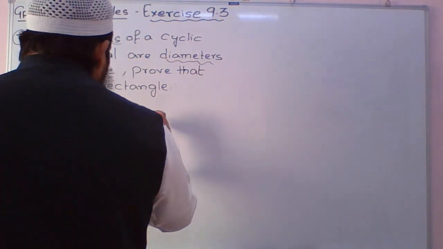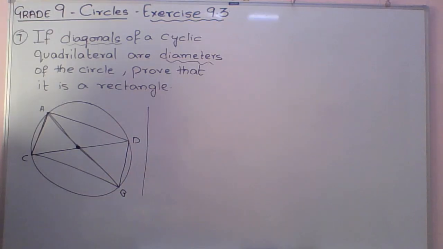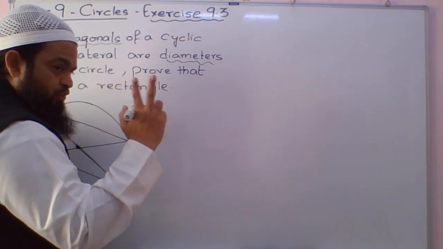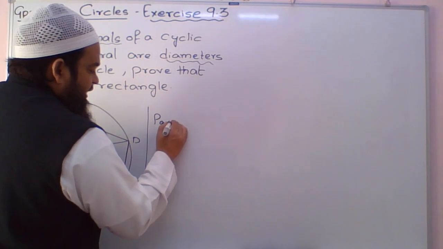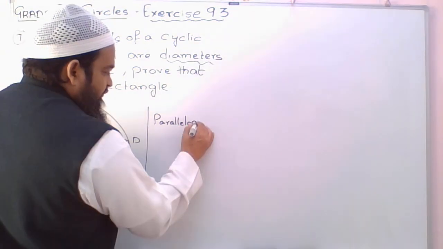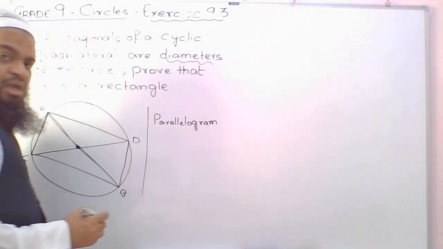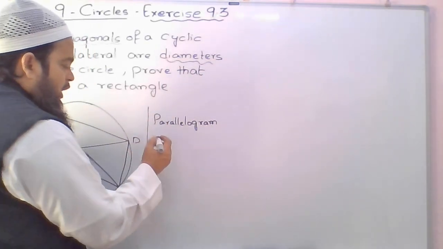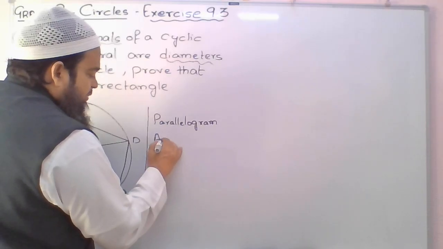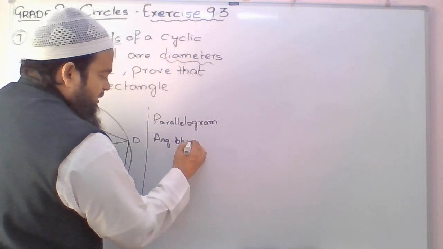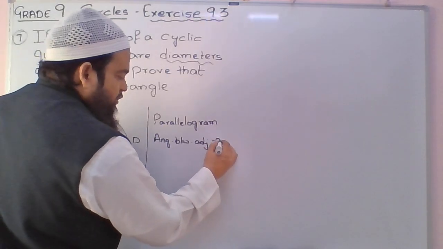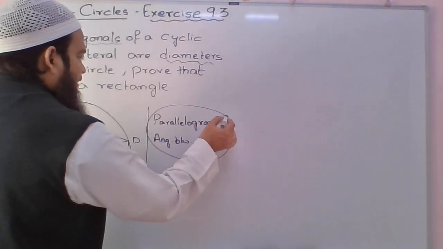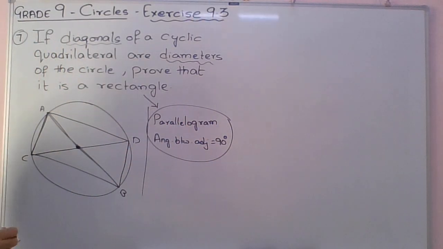We have learned in quadrilaterals that whenever they ask us to prove it is a rectangle, first you have to prove 2 things. One is you have to show that it is a parallelogram, where opposite sides are equal, and after that you also have to prove that the angle between adjacent sides is equal to 90 degrees. These two things you have to prove for a rectangle. Understood or not? So let us prove.